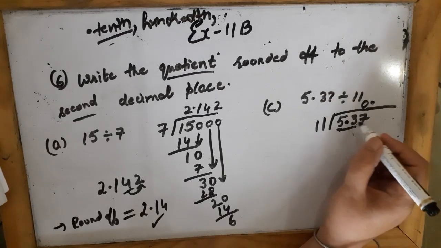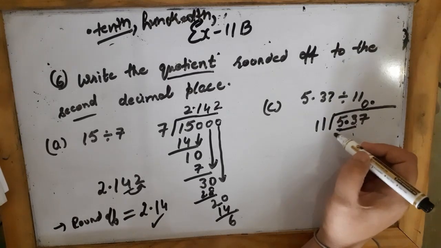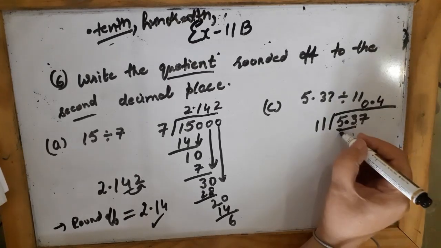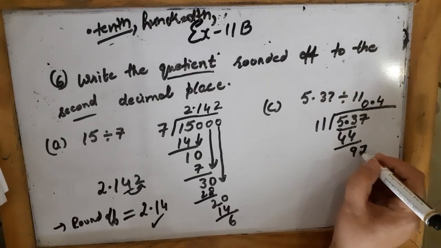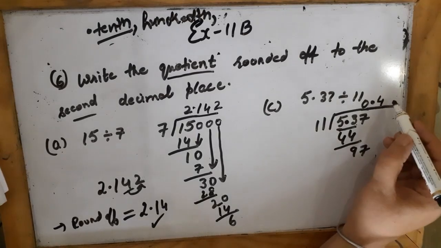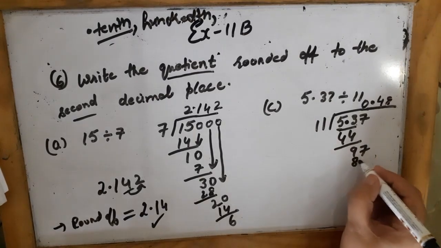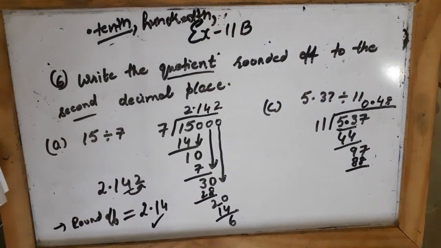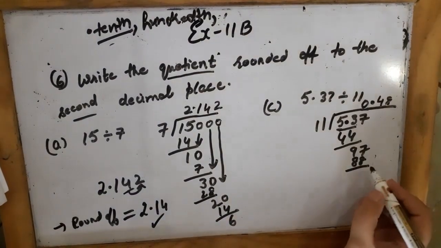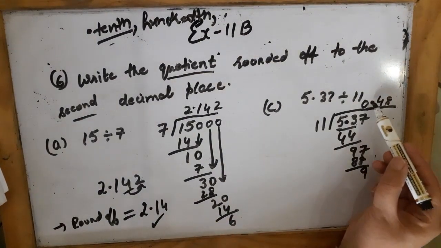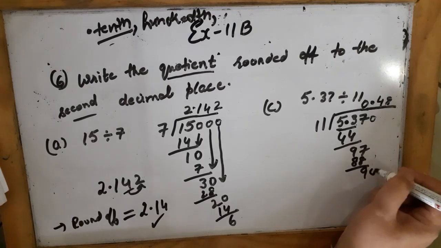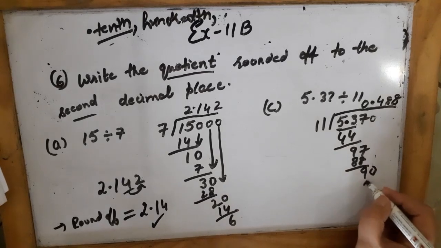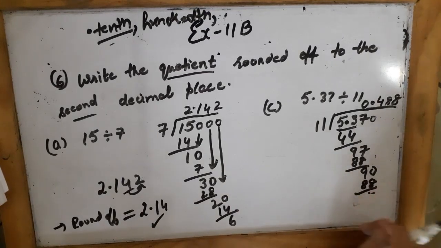Now this will become 53. So now where will it go on the table of 11? 11 4s are 44, and how much will be left? 9. So this becomes 97. 11 8s are 88. So how much is left? 9. So 9 is left, and because already you have a decimal here, you can put one more 0 in the dividend and bring it down, and this will be 11 8s are 88. Now, sorry, 2 is left.